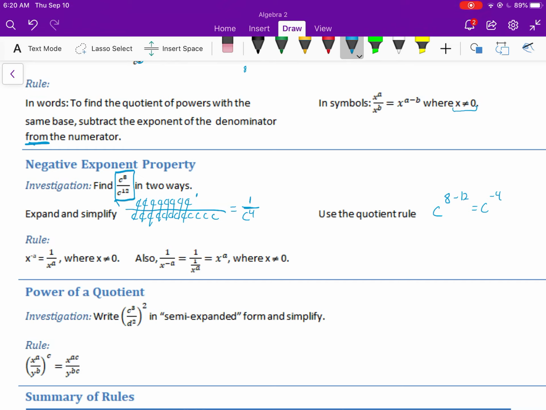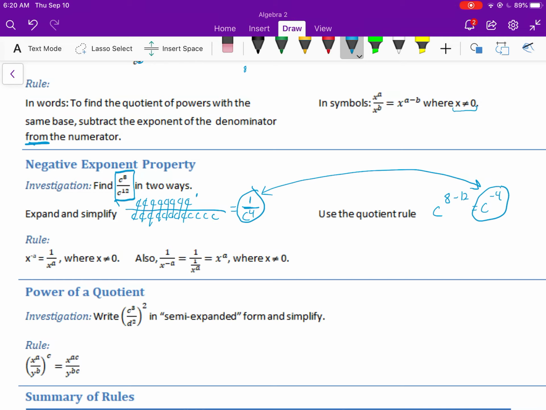We used the rules that we could use, and we got 2 different answers. But what does that tell us about our 2 different answers? Those 2 different answers have to be equal to each other. And so 1 over c to the fourth equals c to the negative 4.